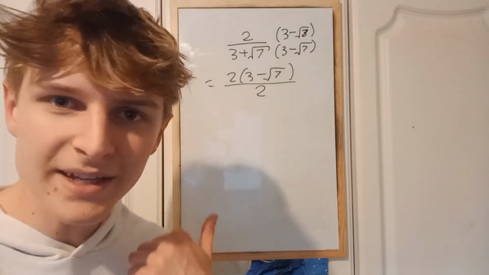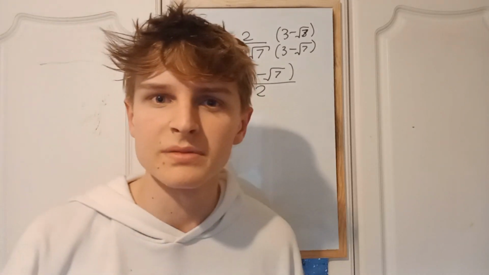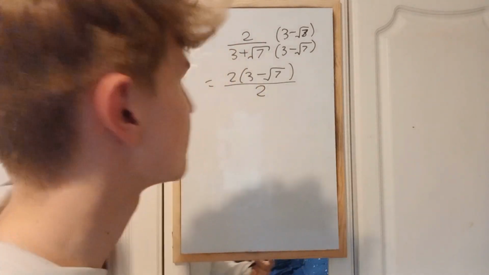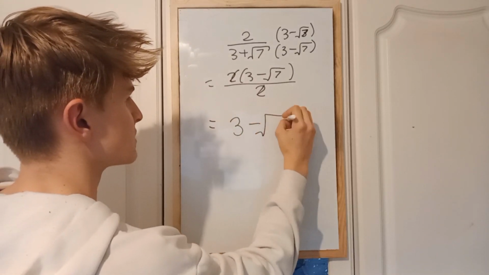And now look at this. This is really good, right? We've got 2 times the thing and then divided by 2 again, so we're just going to get the thing back. They cancel out nicely. And we're going to get 3 minus root 7. There's a rationalizing the denominator question, done very nicely. Easy.